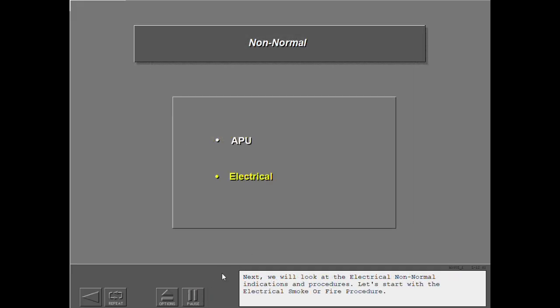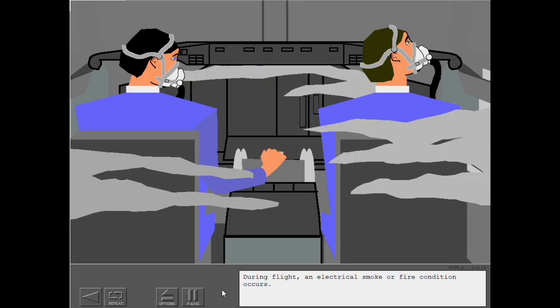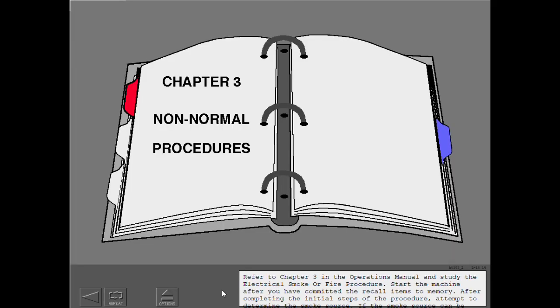Next, we will look at the electrical non-normal indications and procedures. Let's start with the electrical smoke or fire procedure. During flight, an electrical smoke or fire condition occurs. Refer to Chapter 3 in the Operations Manual and study the electrical smoke or fire procedure. Start the machine after you have committed the recall items to memory.